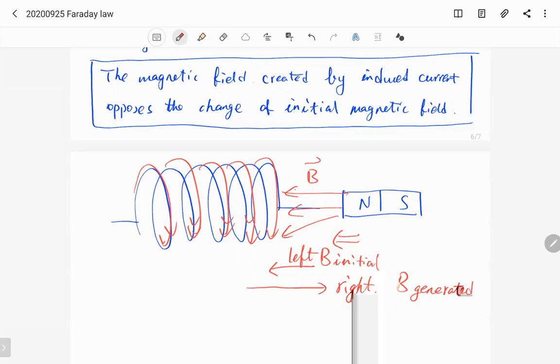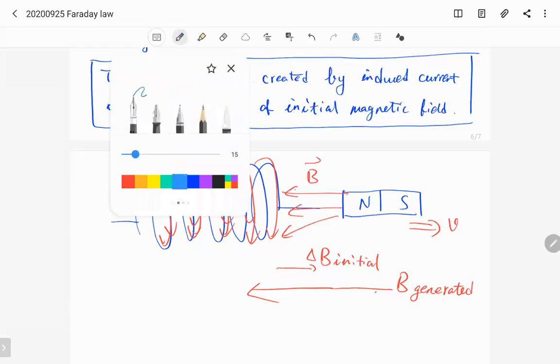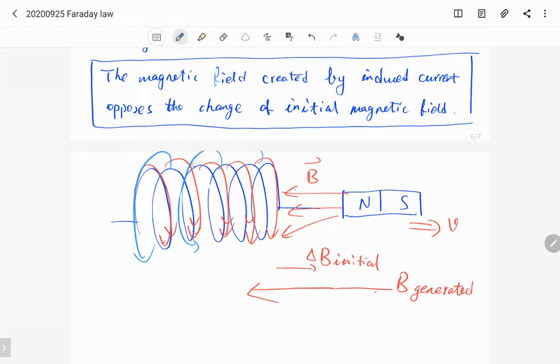The same thing, if we move the magnet out of the solenoid, it's moving this way, that is the velocity of the magnet, then that means the magnetic field decreases. So if the magnetic field decreases, the change of the magnetic field goes right. This is the initial magnetic field and the change goes right. Then the generated magnetic field should go left. Then I use the right hand rule, my thumb goes to the left and my four fingers curl counterclockwise. Then I will have another direction, counterclockwise in the solenoid. So this is how we determine the direction of the current.